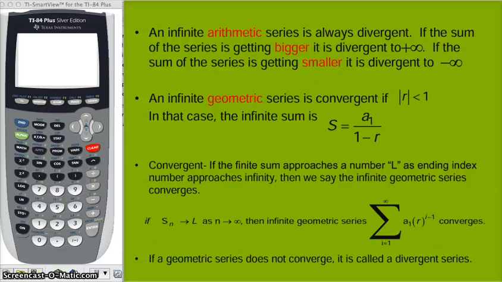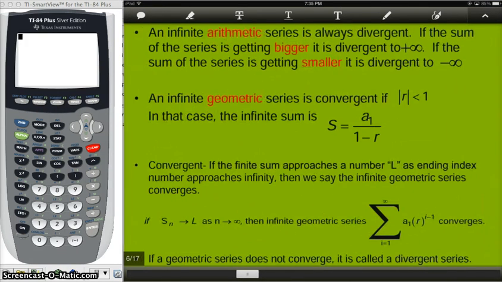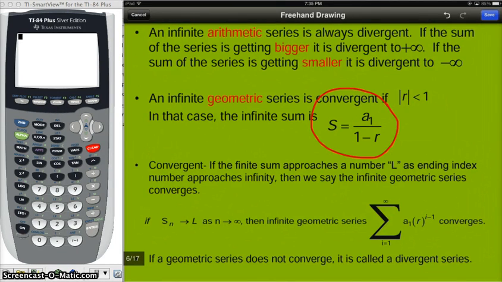On your formula chart, you'll find the equation for a convergent geometric series, which is S is equal to a sub 1 over 1 minus r. a sub 1 is the first term. r is the common ratio.